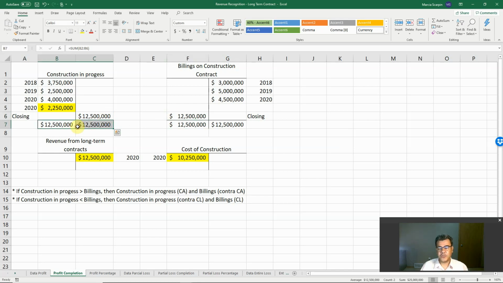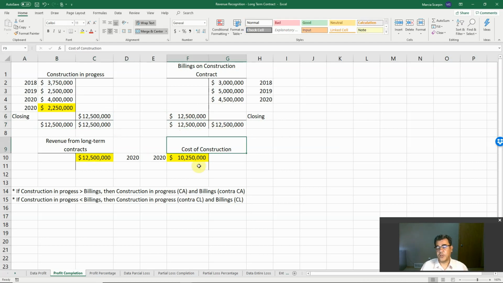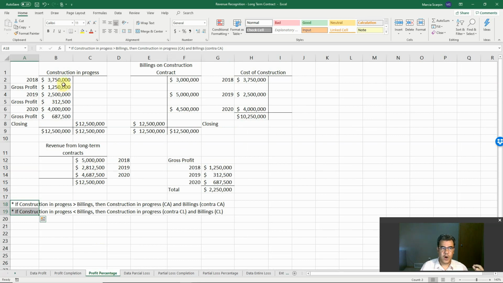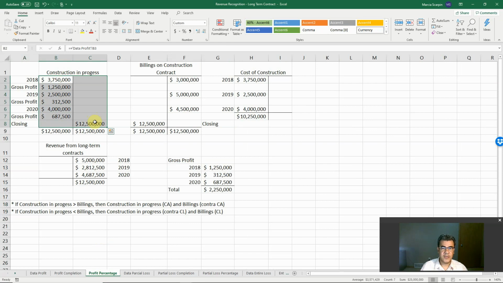Now, this construction in progress is closed, billings is closed. And we have only revenue and the cost of construction. However, this is not a good model because we don't have partial revenues and partial costs. We have only one revenue at the end of our long-term contract. But okay, let's do it toward completion. Let's delete these guys here.